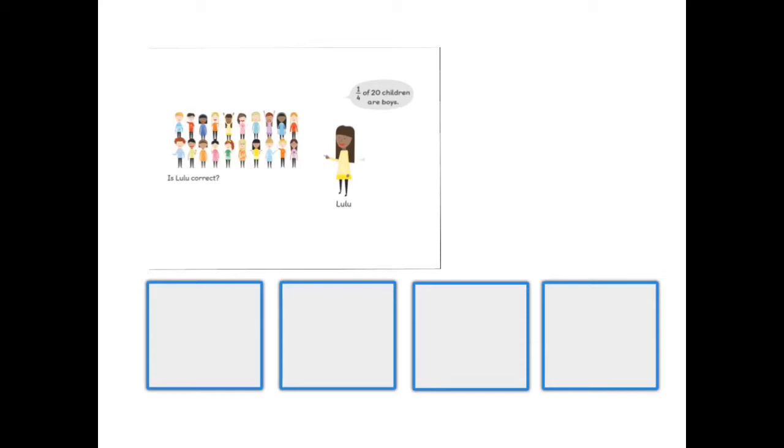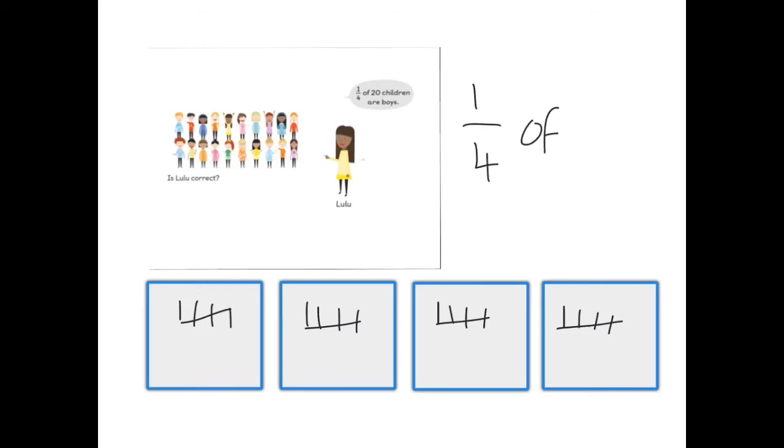So I'm going to share that number between 4 groups. 1, 2, 3, 4, 5, 6, 7, 8, 9, 10, 11, 12, 13, 14, 15, 16, 17, 18, 19, 20. I can see that I've got 5 in each group. So 1/4 of 20 equals 5.